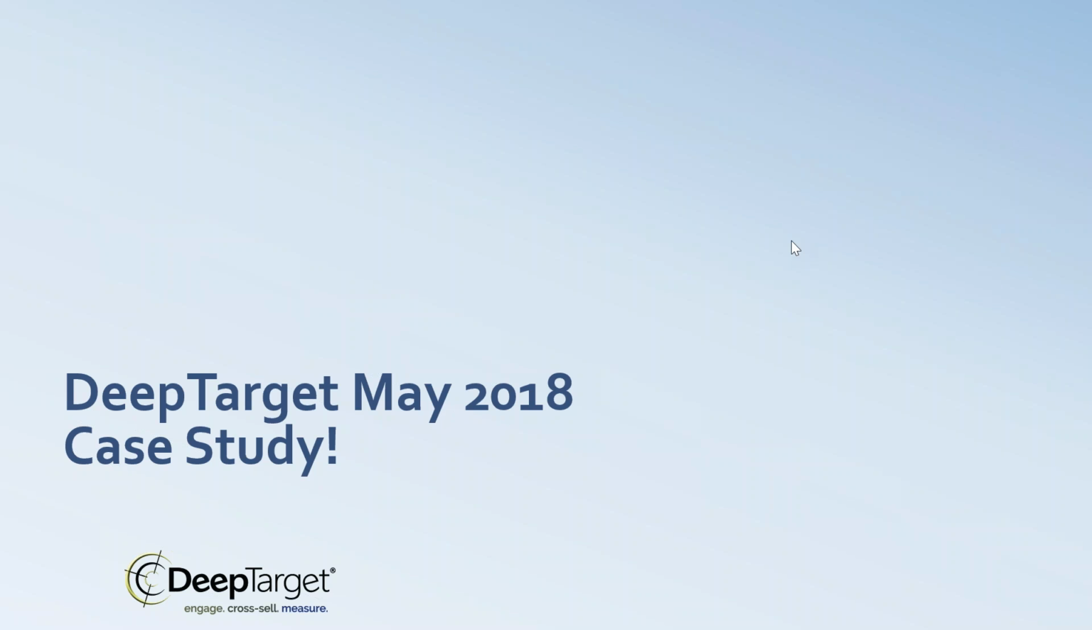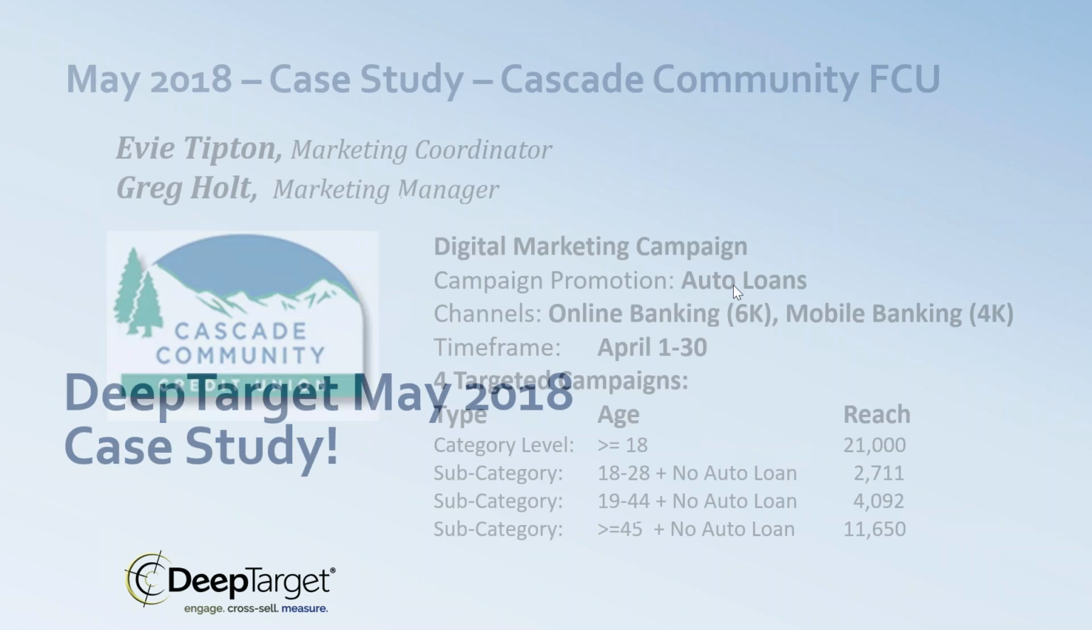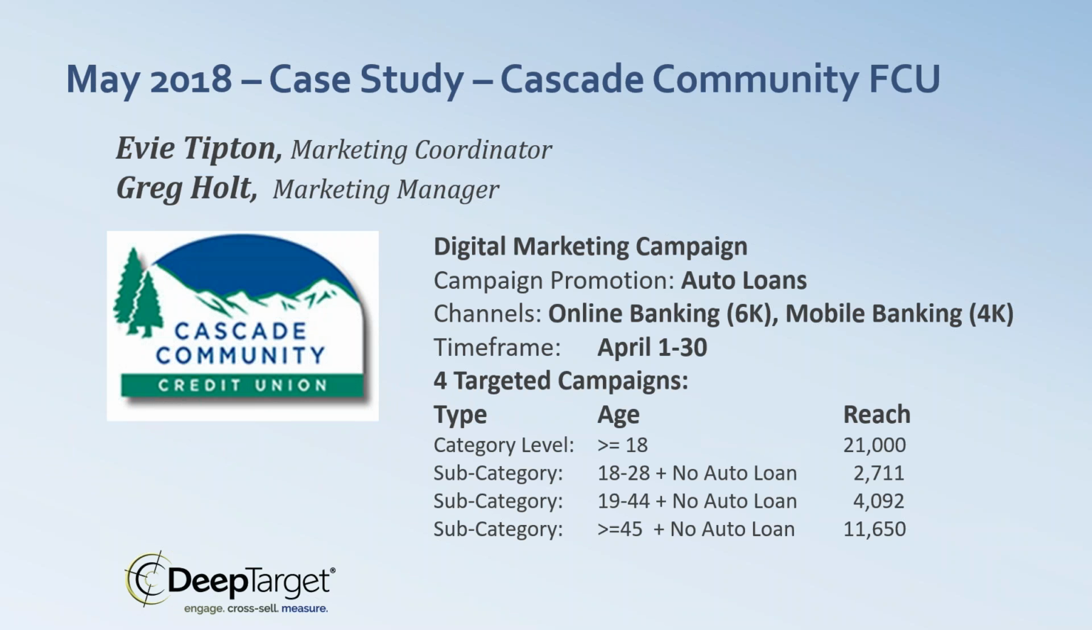Okay, sounds good. Awesome. So our case study of the month is with Cascade Community Credit Union, Evie Tipton, the marketing coordinator, and Greg Holt, the marketing manager. They were gracious enough to allow us to share the details of a campaign that they are currently running, and we've only taken a slice of it, April 1st through 30th. It's an auto loan campaign to both their online banking and mobile channels, and they created 4 targeted campaigns. So Evie, you can jump in at any time. I'm just going to step through these slides, the results that you have.